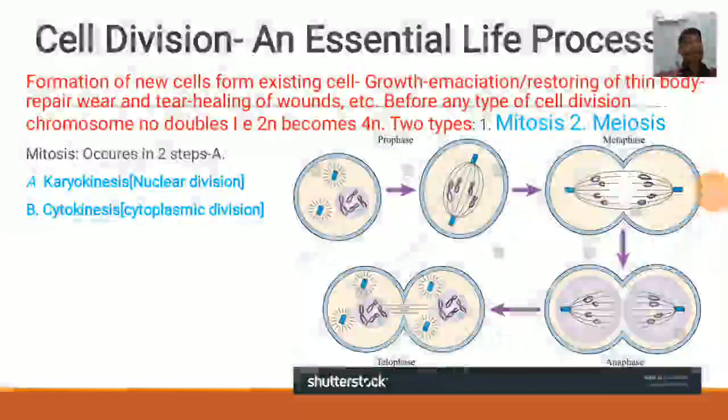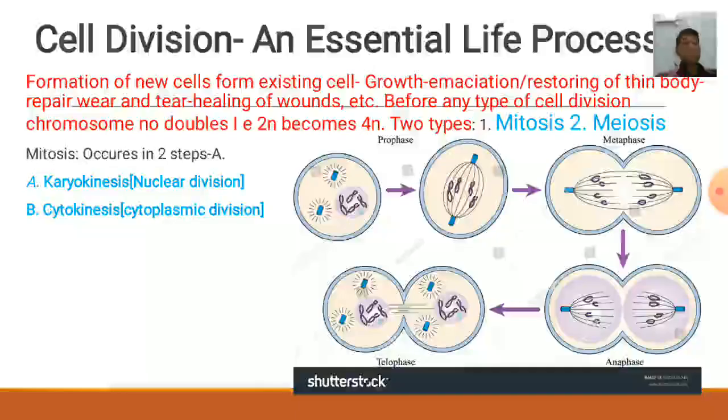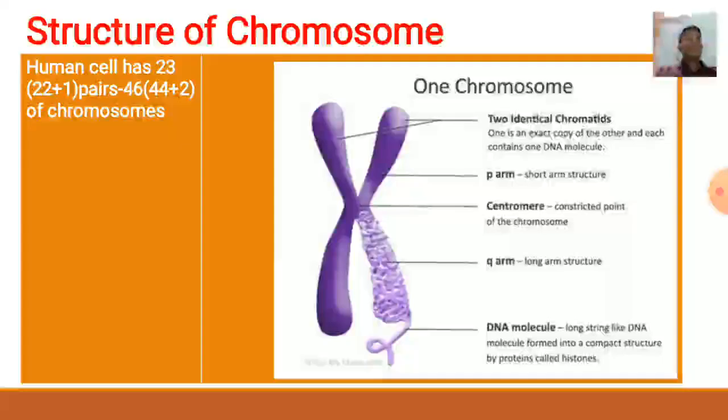Dear students, now we study the next point, the fourth point, cell division, an essential process. Before studying this point, we study the structure of chromosome. What is meant by chromosome? The structure of chromosome is given in the figure.